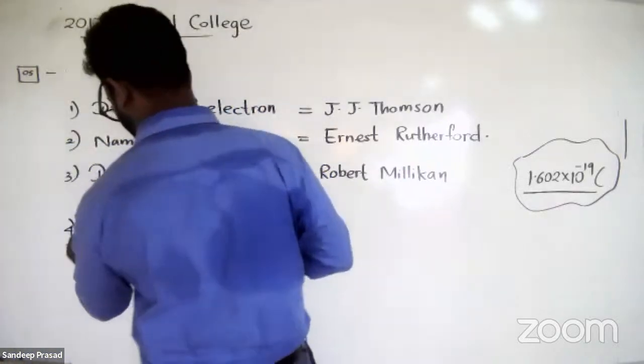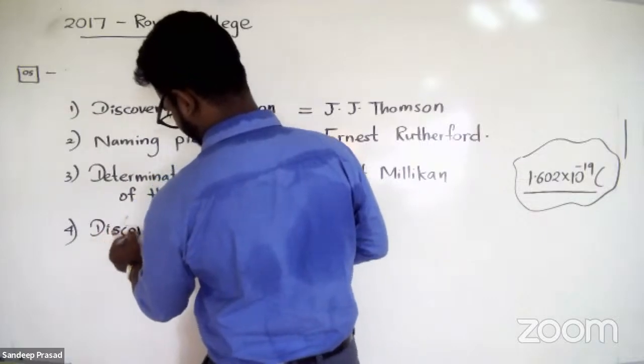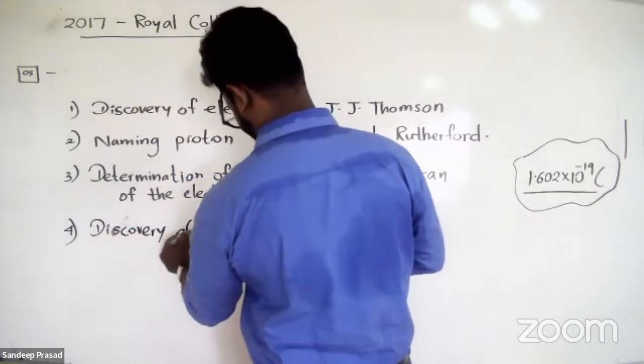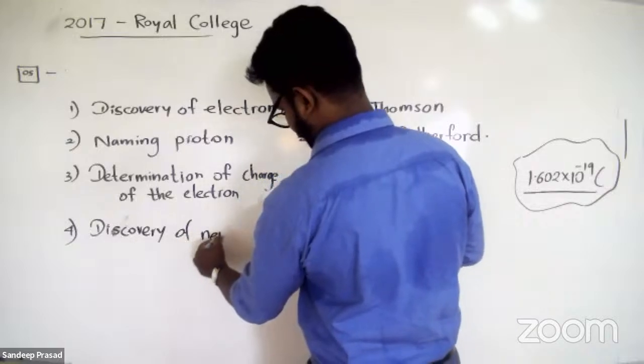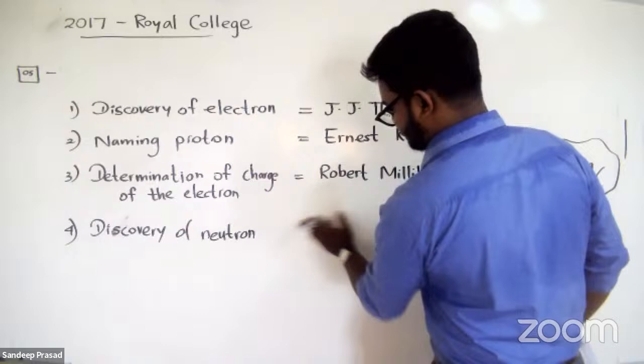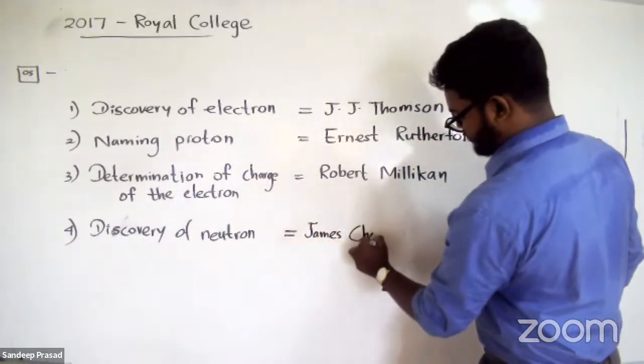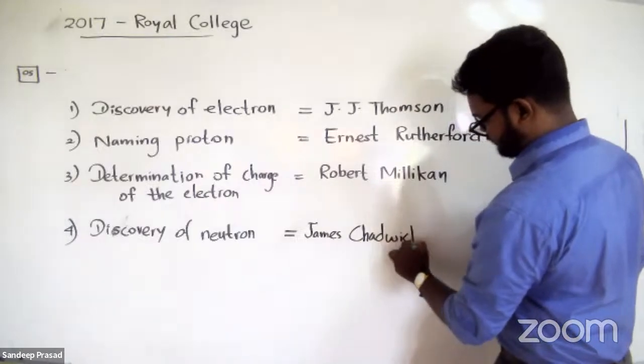If you forget these things, you are insulting yourself. So the next one is the discovery of the neutron. Who discovered the neutron? The neutron was discovered by James Chadwick, right?